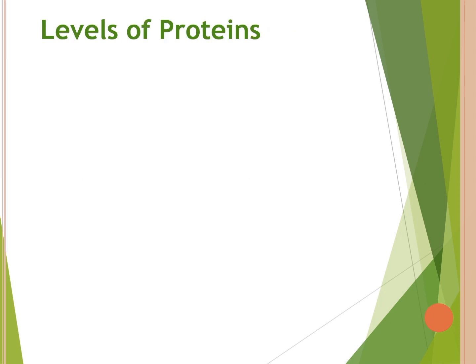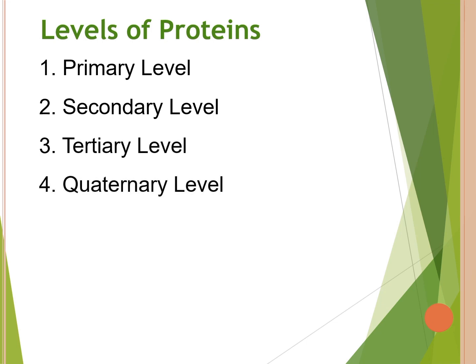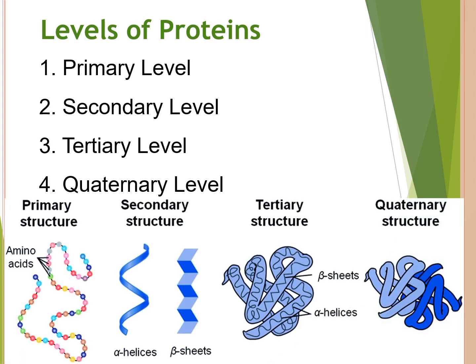There are four levels of structural organization of proteins. First is the primary level or primary structure. Second is the secondary level or secondary structure. Third is the tertiary level or tertiary structure. And last, there is the quaternary level or quaternary structure. Now, what is the primary structure of proteins? The primary structure is the unique sequence of amino acids that are linked by covalent peptide bonds to form a polypeptide chain. A protein's primary structure is genetically determined, and any changes in a protein's amino acid sequence can have serious consequences for body cells.